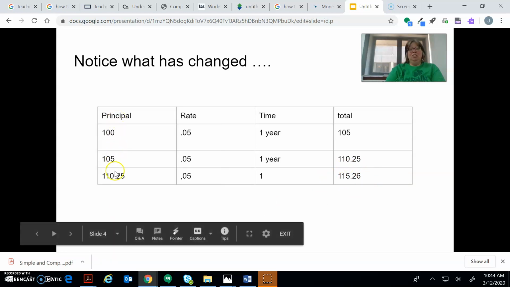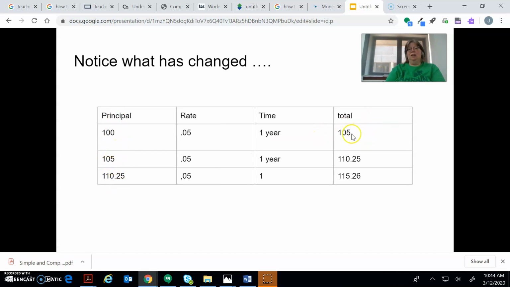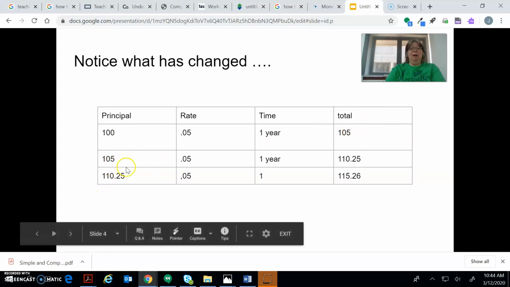So what's changed is the principal amount from each year. If you look carefully, the principal amount of year 2 is coming from the total at the end of year 1. The principal amount at year 3 is coming from the ending amount at year 2.